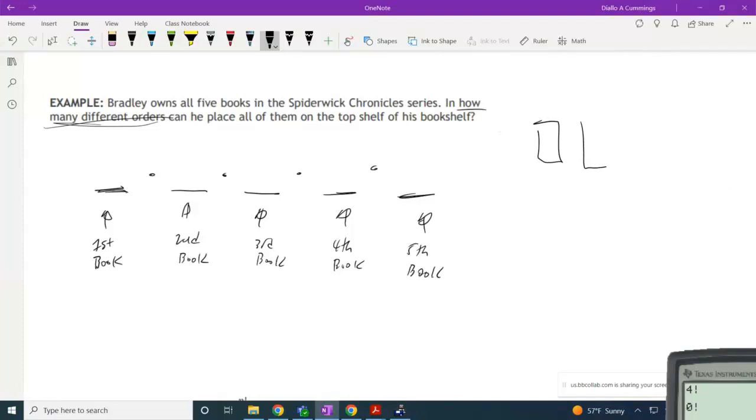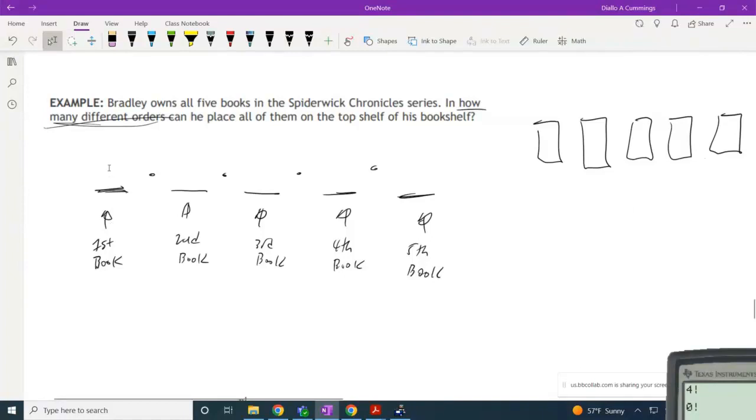So over here, I'm just going to draw 5 books. 2, 3, 4, and 5. All right, so say these are the Spiderwick Chronicles. I don't even know if that's a real book or not. I keep saying I'm going to look it up. I use it every semester. But all right, so I have 5 books.